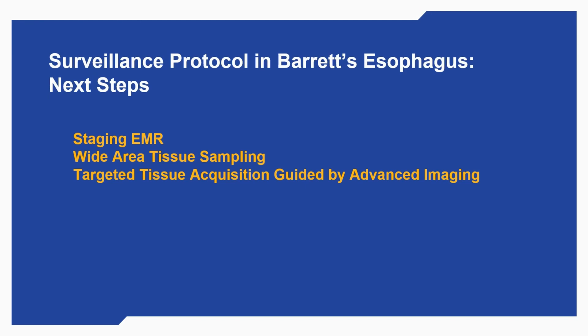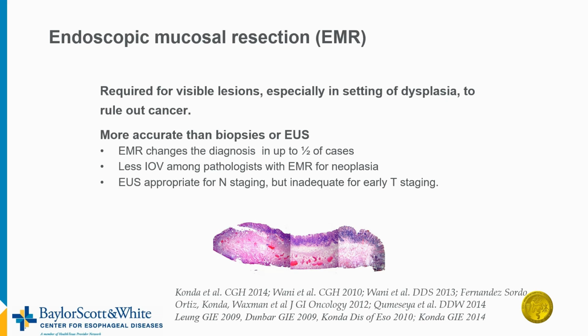Other things that we can do to improve our surveillance in Barrett's esophagus include improved targeting and tissue acquisition. Endoscopic mucosal resection is required for visible lesions in the setting of dysplasia to rule out cancer. EMR is more accurate than biopsies or EUS and can change the diagnosis in up to half the cases. There is less interobserver variability among pathologists with EMR compared to biopsy forceps specimens for the diagnosis of neoplasia. While EUS is appropriate for nodal staging, it is inadequate for early T staging for superficial neoplasia.